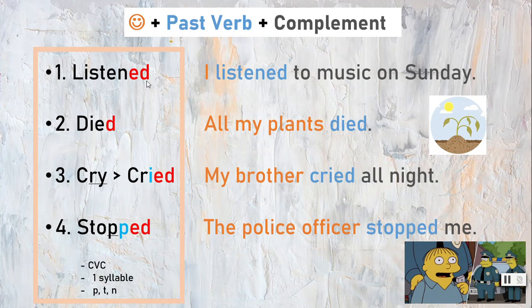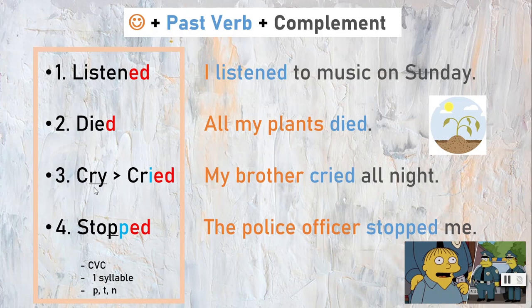First of all, most of the verbs end with ed. You just have to add ed. A la mayoría de los verbos solo hay que agregarles ed. Number 2, we have verbs that end in e. Tenemos verbos que terminan en e. So you just have to add d. Like die, morir, died. Murió. Or all my plants died, todas mis plantas murieron.